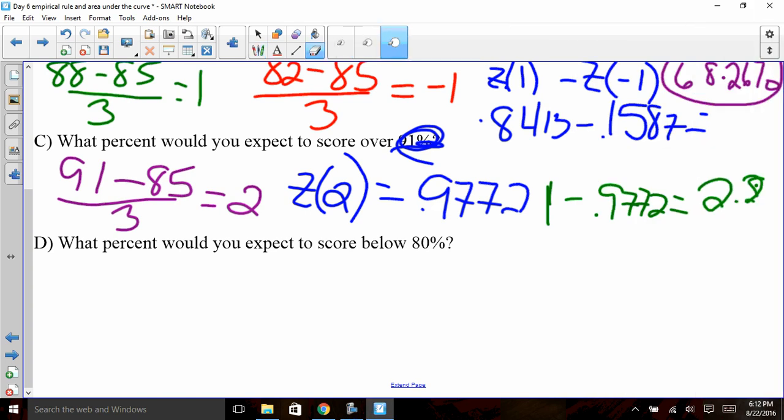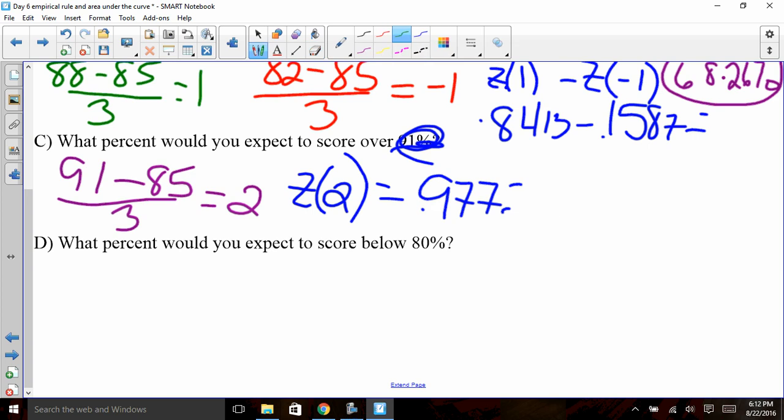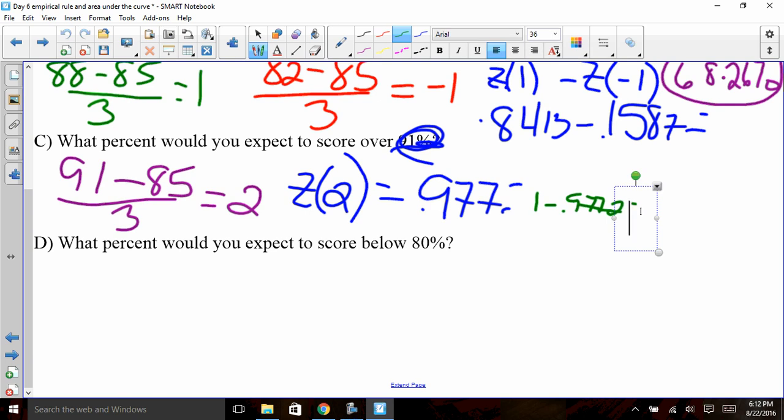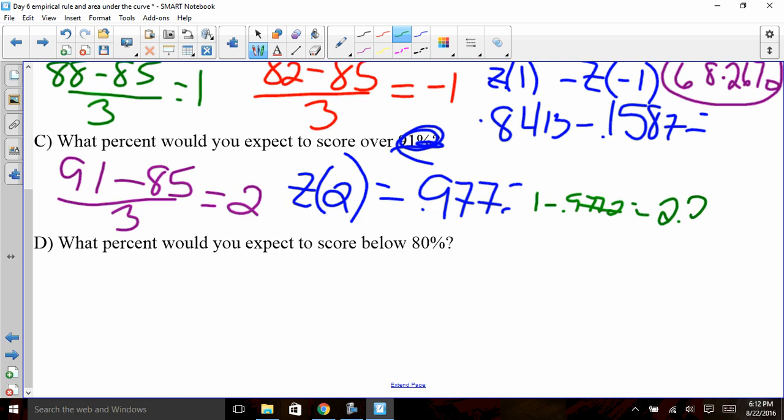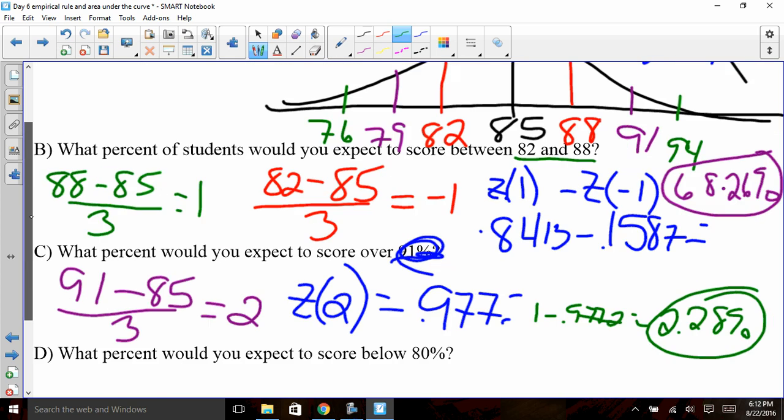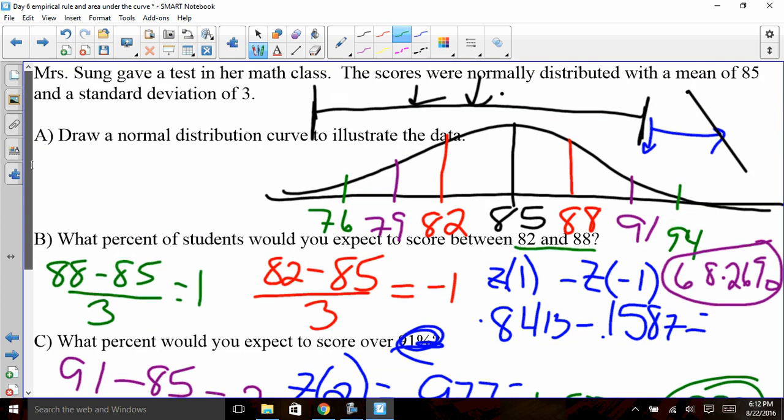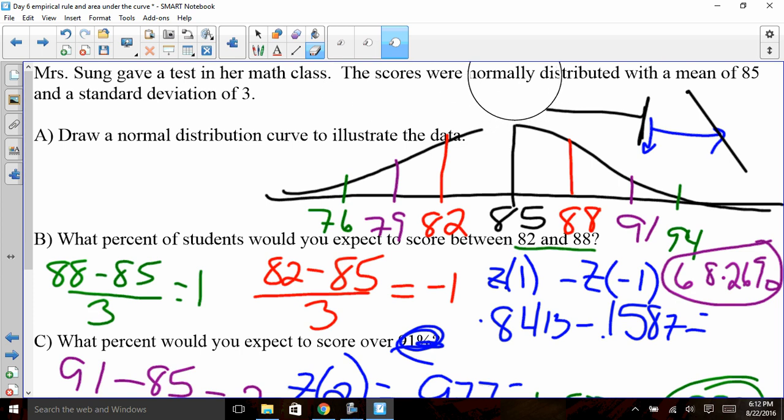Well, I'm getting too close to the edge, just like with my smartboard. I run out of room. Let me take 1 minus 0.9772. And that gives me that 2.28%. Now, doesn't that sound more realistic on those who score over a 91% based on that image above? I thought so too. Trying to clean that up a little bit.